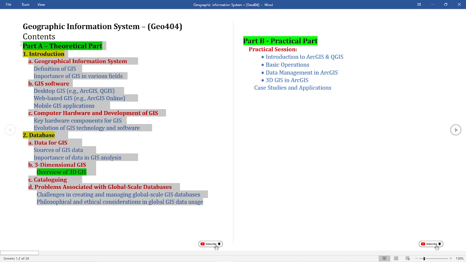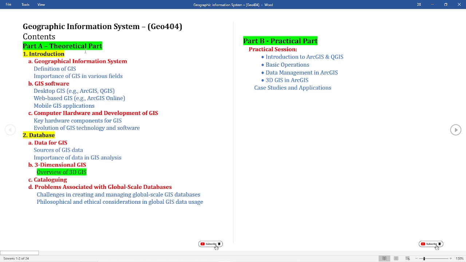So this is a kind of introduction to GIS which is designed for undergraduate students, considering that they do not have any background information about GIS. So it's a beginning and a kind of foundation will be developed.